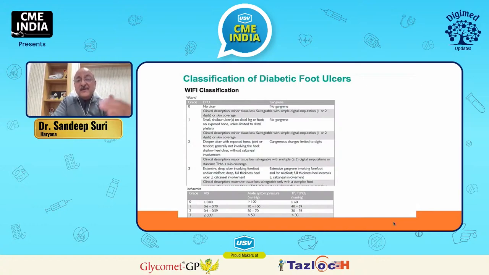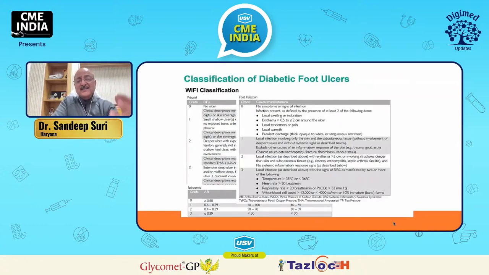Similarly, ischemia, depending upon ankle brachial index or ankle systolic pressure or TcPO2, and also toe pressure, are all a very important part and parcel of management of diabetic foot ulcer and infection. That also prognosticates your patient: in which type of patient the ulcer is going to heal, or it can be progressive, or it can lead to gangrene, or require amputation. So all these things can be very comprehensively looked at by using the WIfI classification.